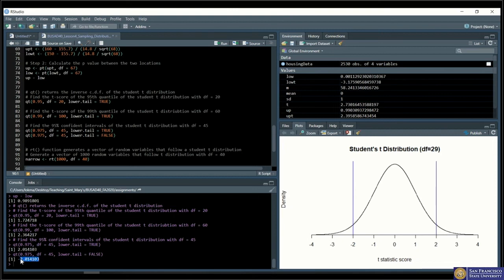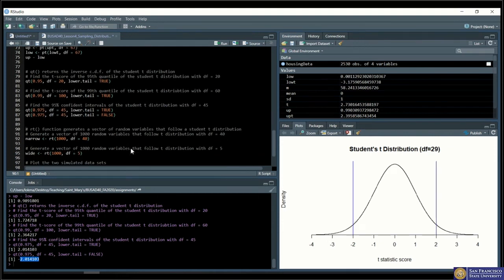And again, why do you know the answer? Because the t-distribution is always symmetric. The score you get on the left-hand side should always equal the right-hand side score, to give you the same proportion or probability in the distribution. So the qt function is important because you can do the reverse work very quickly.